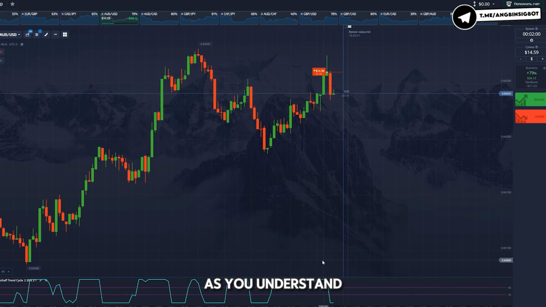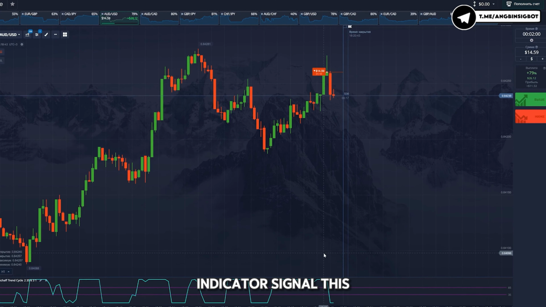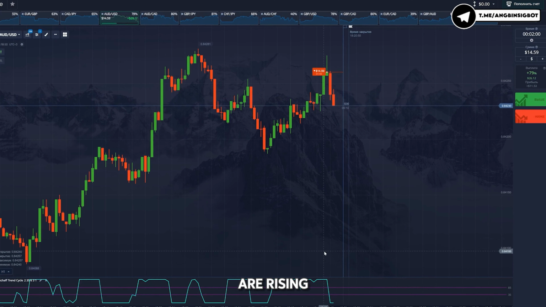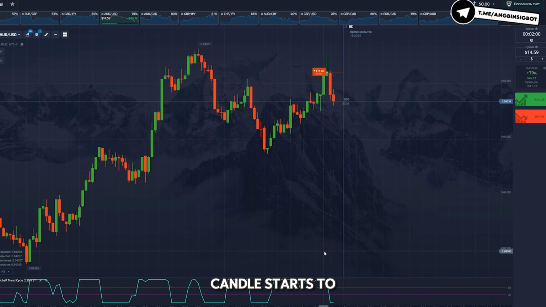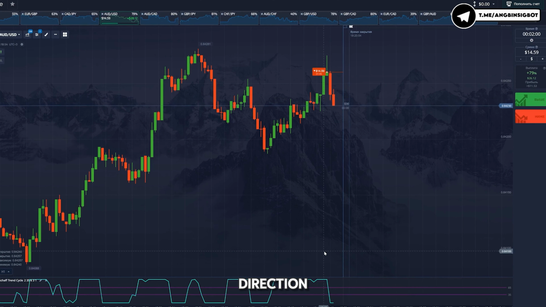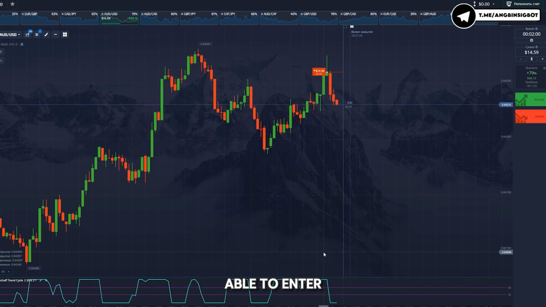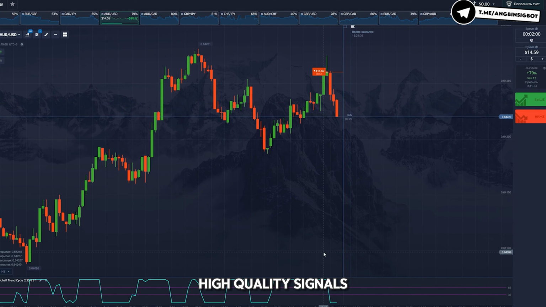As you understand, I saw the situation before the indicator signaled this, and this is another secret I learned from my subscriber. If you see that the candles are rising or falling for a long time, but a new candle starts to move quickly in the opposite direction, there is a very high probability that the indicator will give a signal and make a jump. When the new candle opens, you will see a jump on the indicator and will be able to enter a trade. With such a secret, you can avoid wasting time and not miss high quality signals. This is a very cool indicator.